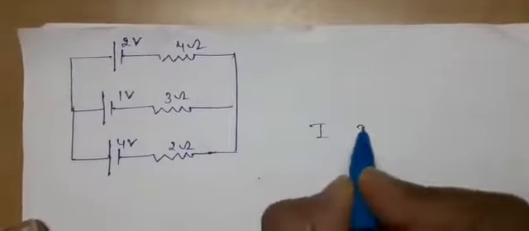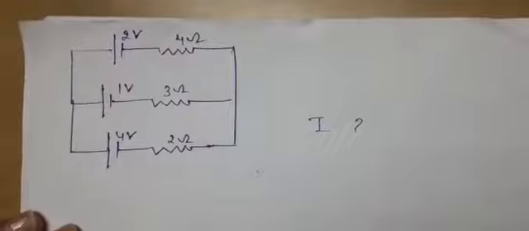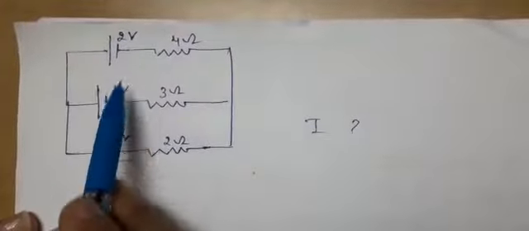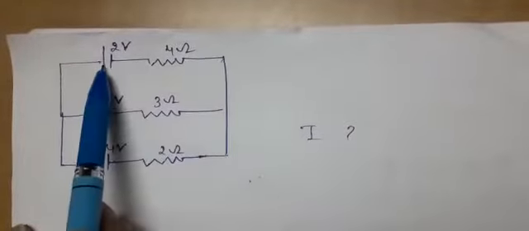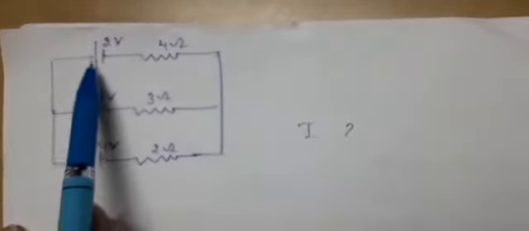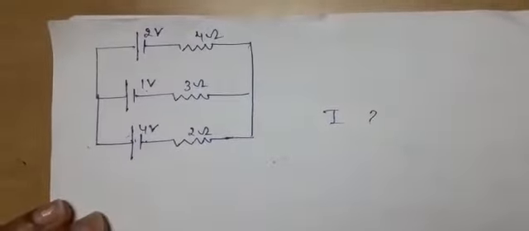Use Kirchhoff's law to find the current through each resistor. You have to find the current through each resistor. Now, first of all, as we are observing here, there are three cells. One method can be to take the positive terminal of each cell, and then take currents I1, I2, I3 in each branch.